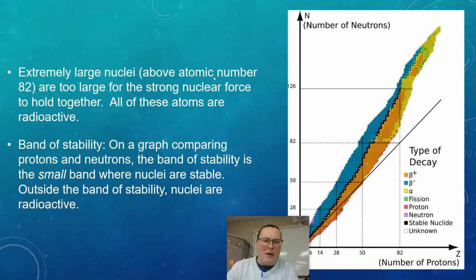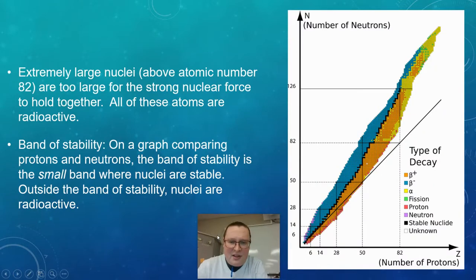Okay, a little bit more about the band of stability. If we wanted to do just a nice definition for ourselves, it would be this. So on a graph comparing protons and neutrons, the band of stability is the small band, and it is kind of narrow, where nuclei are stable and can exist without having to worry about being radioactive. Outside that band of stability, nuclei are radioactive.